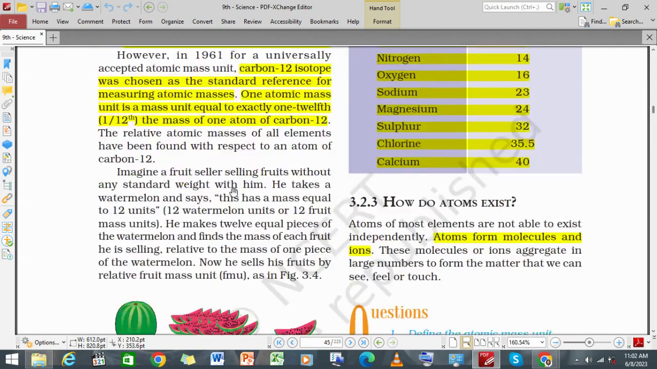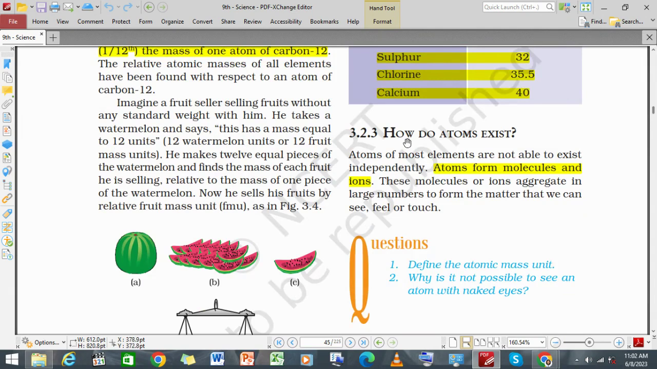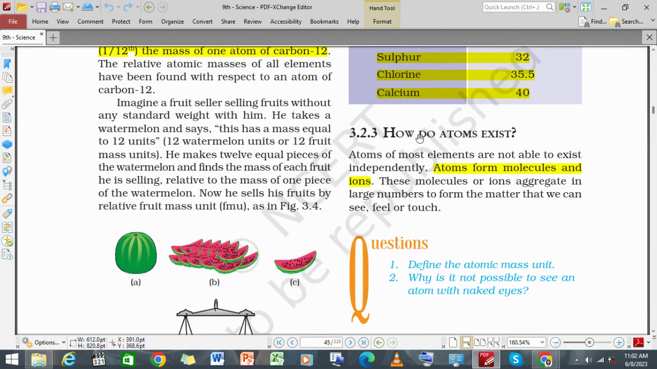All right. Now, here are some atomic masses that have been given. Hydrogen is 1, carbon is 12, which is just double their atomic numbers. Nitrogen 14, oxygen 16. And why do we have to remember all of these? All these things must be remembered. If you know the atomic number, you can easily find out the atomic masses.